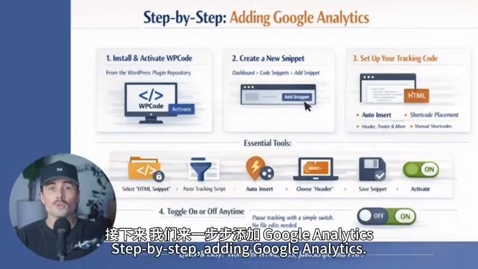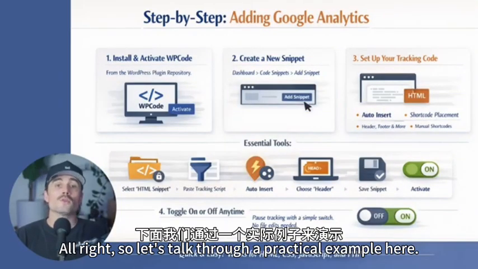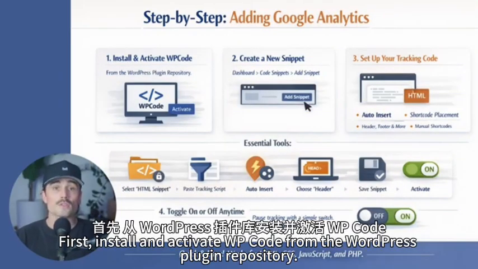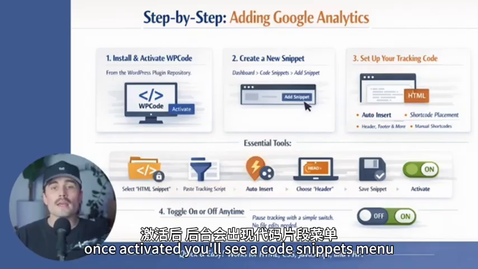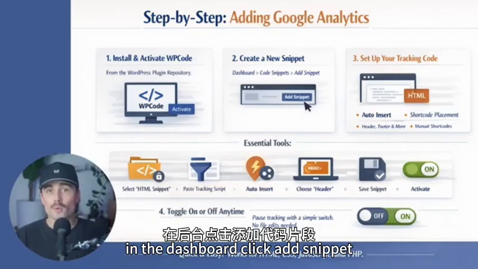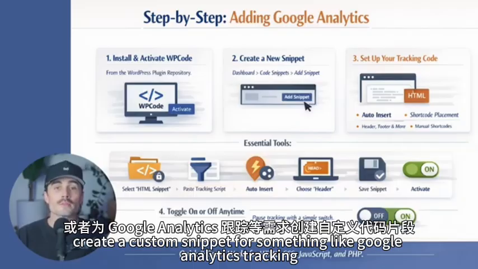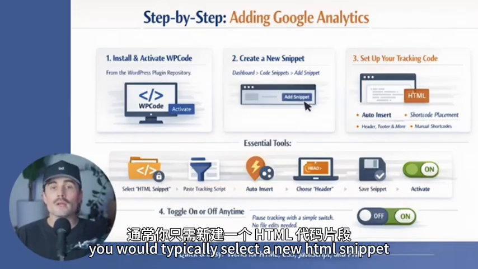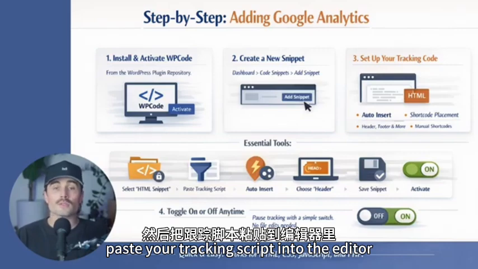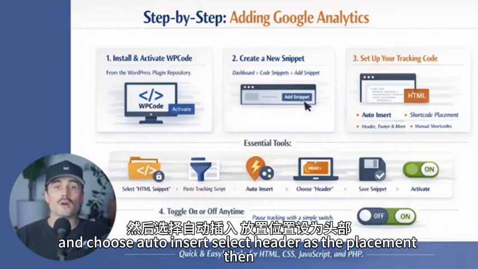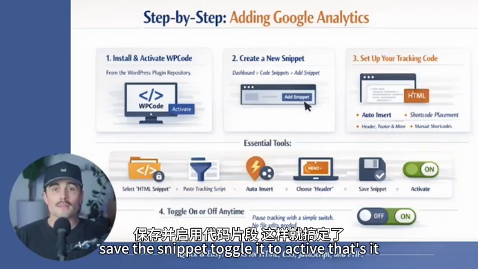Step by step, adding Google Analytics. All right, so let's talk through a practical example here. First, install and activate WPCode from the WordPress plugin repository. Once activated, you'll see a code snippets menu in the dashboard. Click Add Snippet. You can either choose a pre-built template or create a custom snippet. For something like Google Analytics tracking, you would typically select a new HTML snippet, paste your tracking script into the editor, and choose Auto Insert. Select header as the placement, then save the snippet. Toggle it to active. That's it.